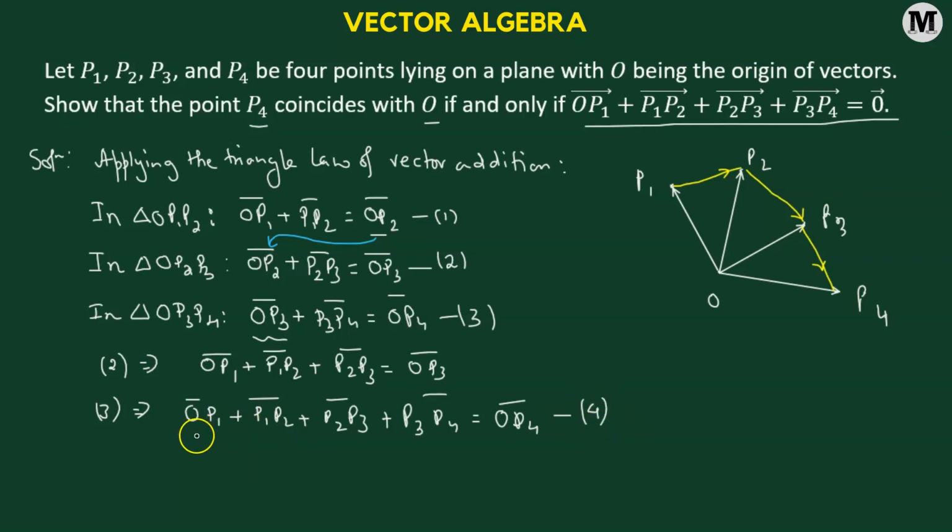In equation number 4, the left hand side matches with the original expression. So that means let the OP4 vector be equal to the null vector, the 0 vector. If OP4 becomes equal to the 0 vector, then this simply means that the points O and P4 are coinciding. That is why there is no vector lying between them; OP4 is simply a 0 vector. So this implies that the point P4 coincides with the origin of vector O. So we have successfully proved the problem.